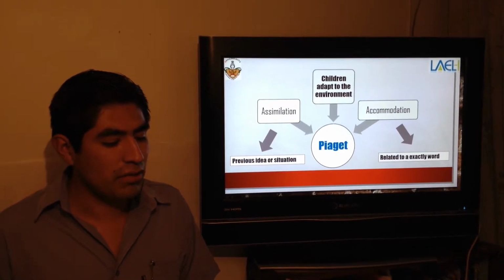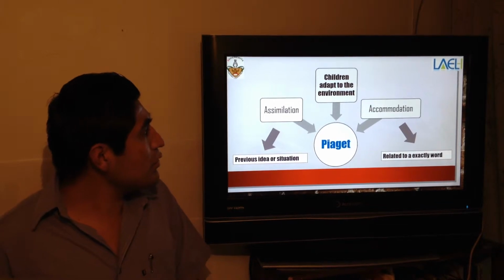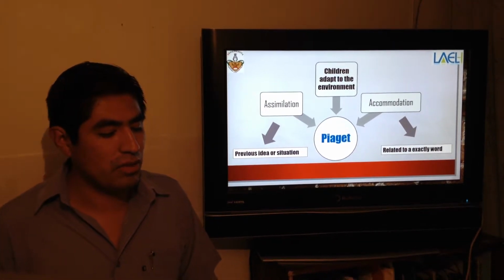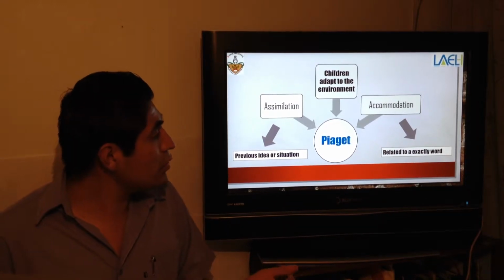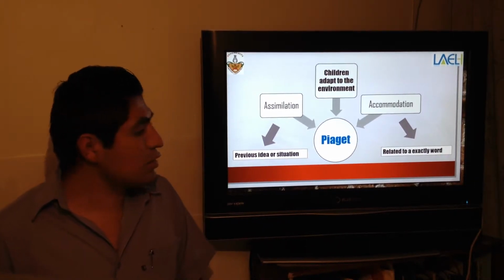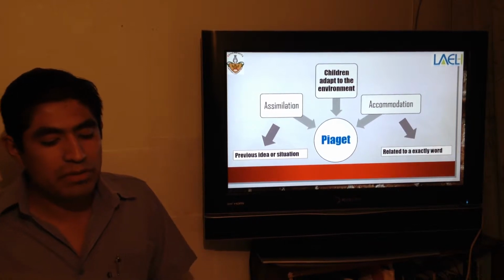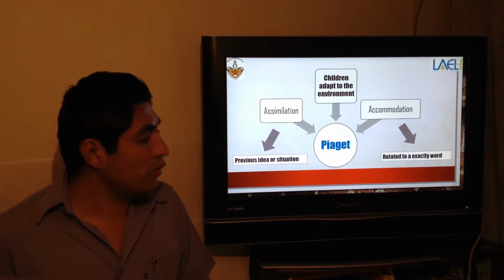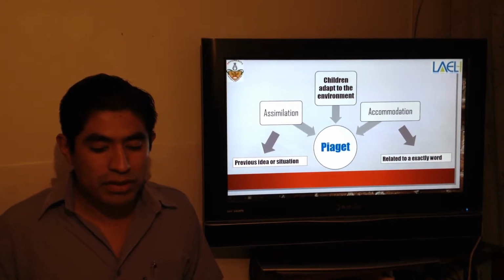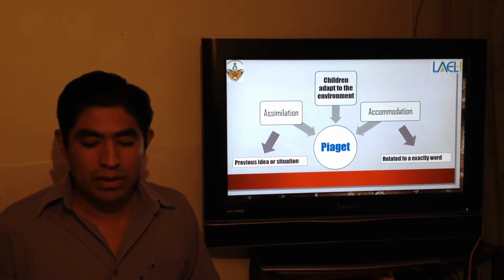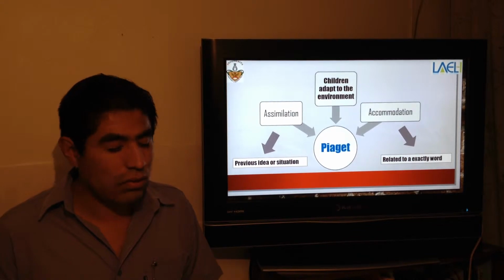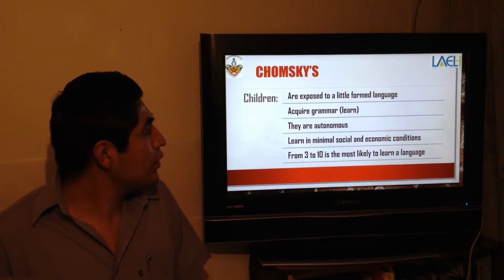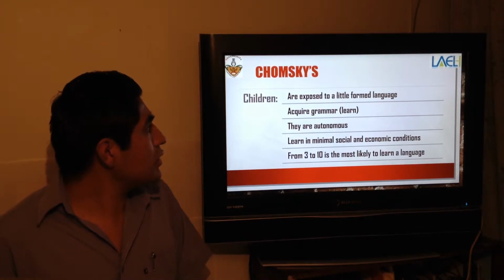Number 1, Piaget. Well, Piaget said that children have to adapt to the environment. Here I have 2 concepts. Number 1, assimilation, and number 2, accommodation. What is assimilation? Assimilation is a previous idea of the knowledge. Number 2, accommodation. Accommodation refers to an existing word that is related to what exactly it is. This is Piaget.